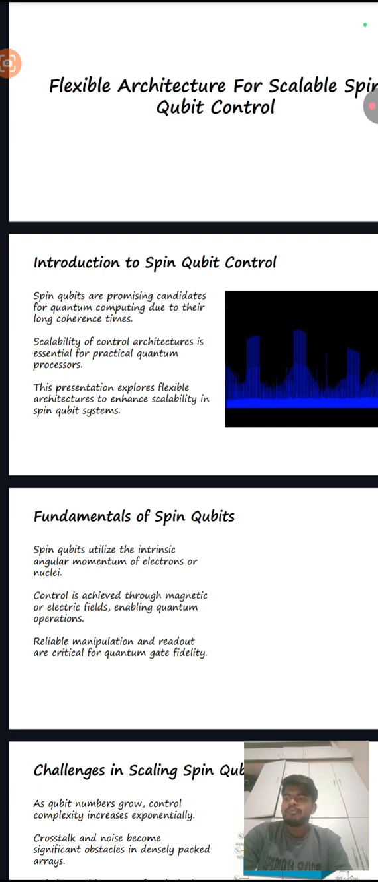Flexible architecture for scalable spin qubit control typically refers to the efficient and extensible management of spin qubits in quantum computing at scale. Below is a breakdown of what such an architecture might be, the challenges it addresses and why it matters. Overview: spin qubits, often hosted in quantum dots or donor atoms, are promising candidates for quantum computing due to long coherence times, compatibility with CMOS technology, and high fidelity operations. However, controlling many spin qubits poses significant challenges in wiring, signal delivery and crosstalk, especially at cryogenic temperatures.